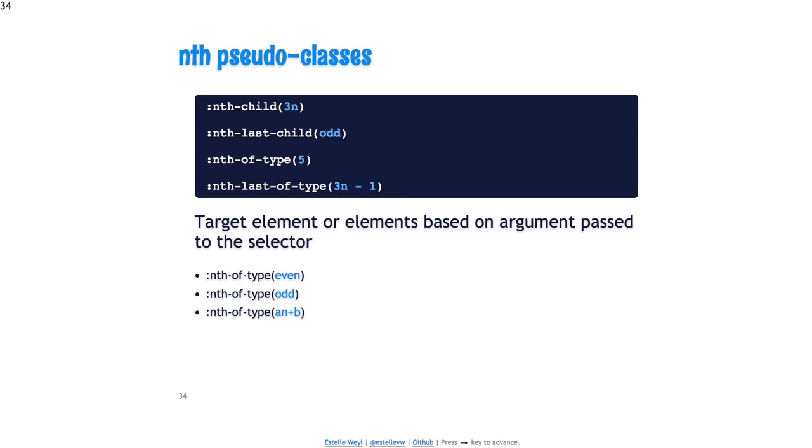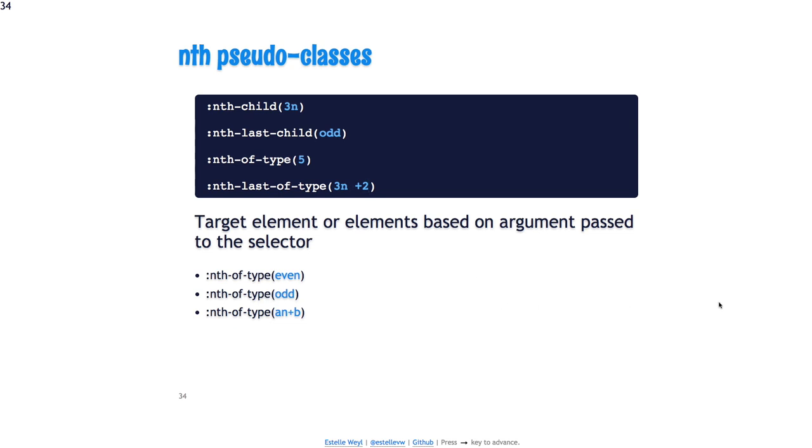So if I did 3n minus 1, that would match the second element, the fifth element, the eighth element, doing the same thing as 3n plus 2, which would match the second element, the fifth element, and the eighth element. You can match just one single element, nth of type 5. That means 0n doesn't increment at all. It just matches the fifth one. Or you can just do 3n simply, and it matches every third one, which would be the third, the sixth, the ninth.